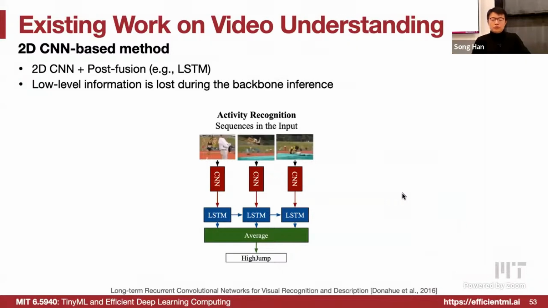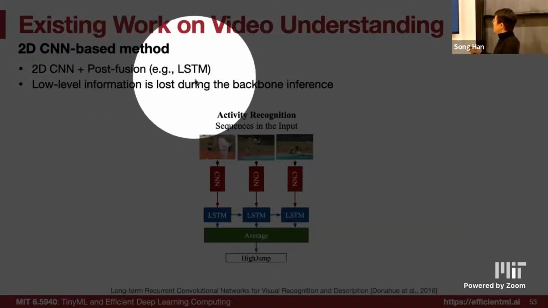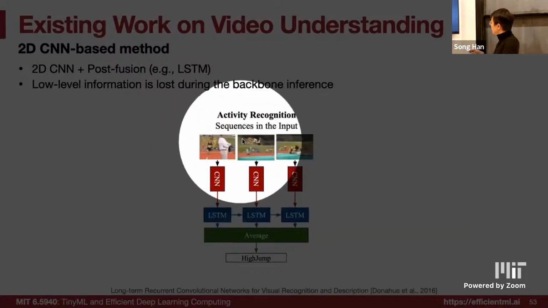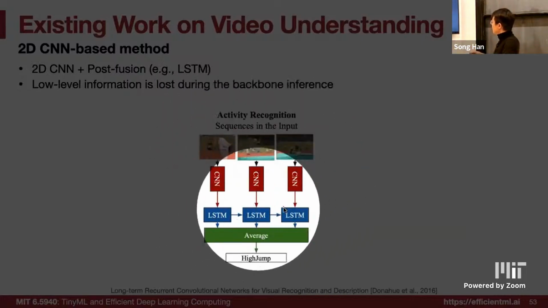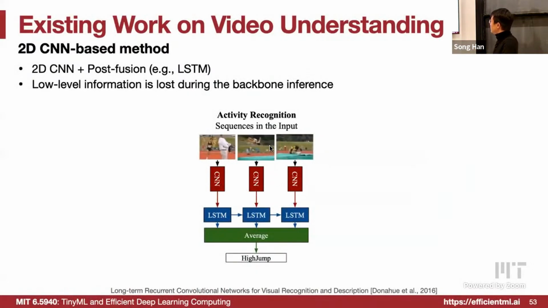There's also an approach that combines the 2D CNN plus late fusion, which is an LSTM, to fuse the output from different CNNs. Frame 1, frame 2, frame 3, use the LSTM to do late fusion, and then give the final prediction, which is high jump.